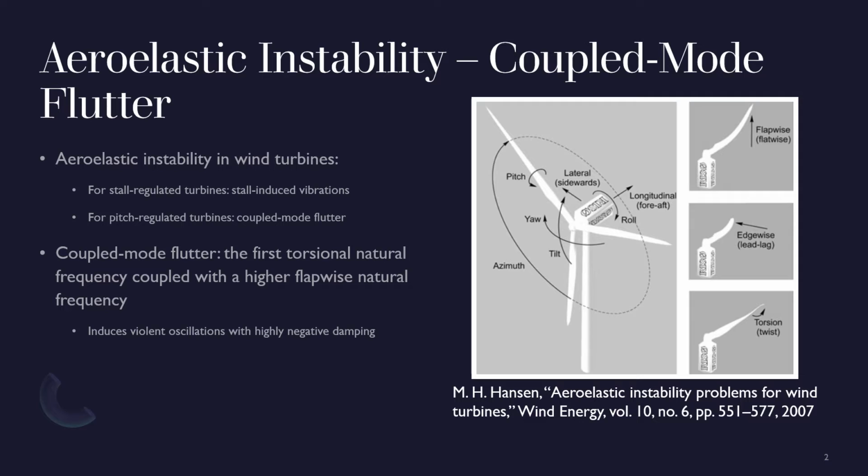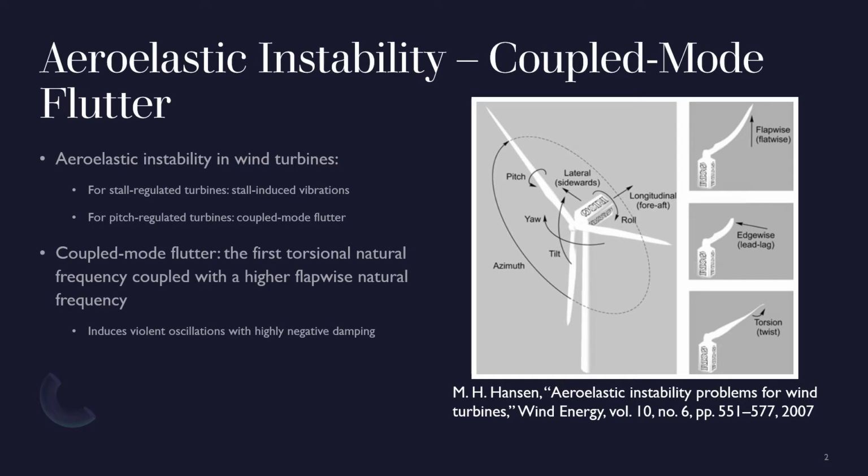Modern commercial wind turbines are susceptible to two main types of aeroelastic instabilities: stall-induced vibrations for stall-regulated turbines, and coupled mode flutter for pitch-regulated turbines. The current research focuses on the phenomenon of coupled mode, or classical, flutter. In coupled mode flutter, the first natural frequency, or first mode, of a turbine blade in the torsional direction couples with a higher flapwise mode.